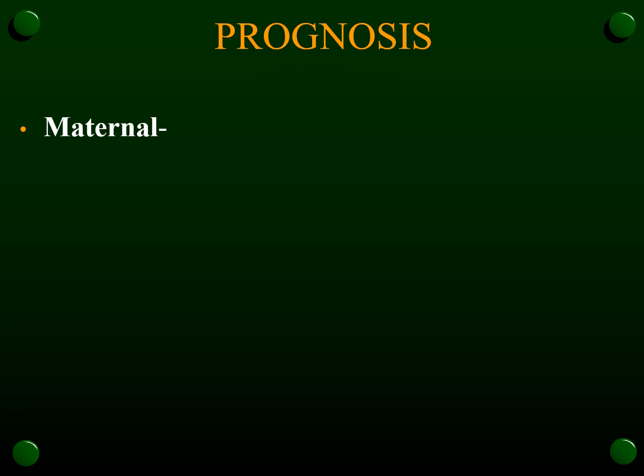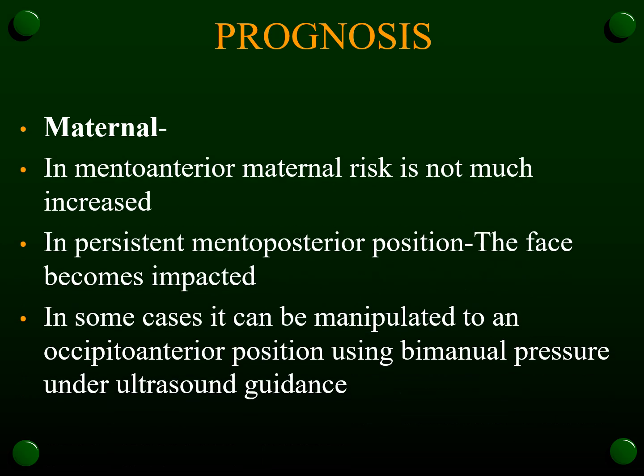And prognosis. The maternal prognosis includes: in the case of mento-anterior, maternal risk is not much increased. If it is an anterior position, the risk is less. But if it is a mento-posterior position, there is a chance for arrest of the labor, or the face may get impacted. And in some cases, it can be manipulated too. That is, even if it is a posterior position, by applying bimanual pressure under the guidance of ultrasound, you can bring it to the anterior position, and if you are able to bring it to the anterior position, the outcome will be successful.